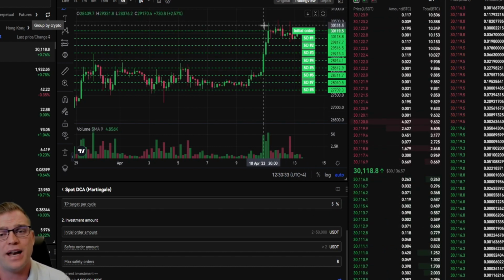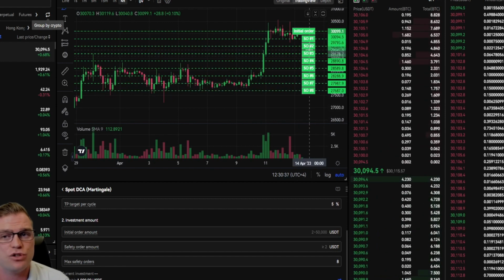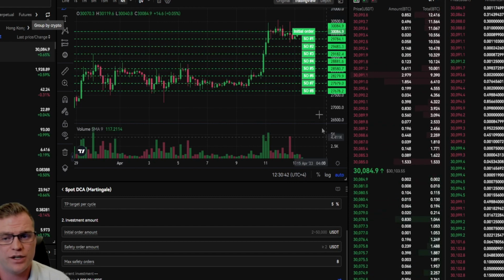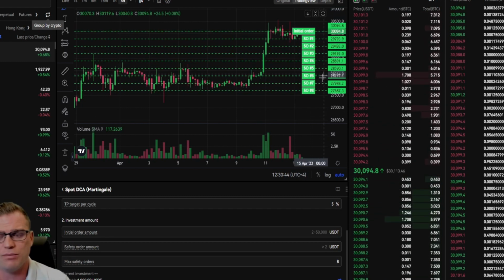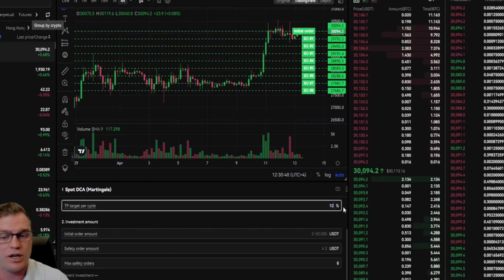Bear in mind that as it continues to buy, as it drops onto these safety orders, it has to reach from its initial order above 5% of where it is entering. As you can see, it is constantly changing as to the market price in the order books here. You can see right nicely here. So in this, say we're going to put 10%.